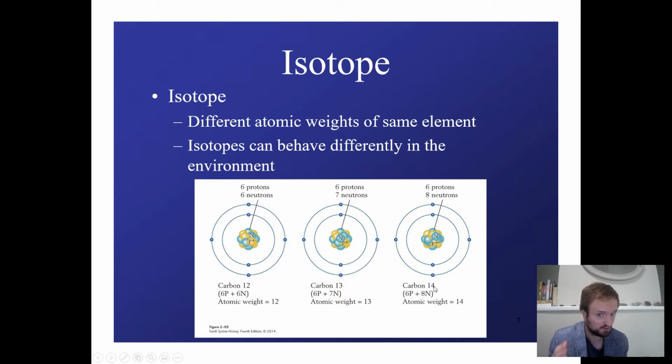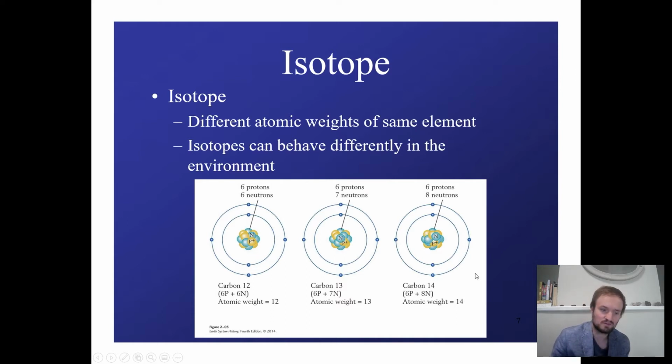Remember, protons are staying the same, and atomic weight is the combination of protons plus neutrons. So that means our number of neutrons has to change. Carbon 12 has 6 protons and 6 neutrons. Carbon 13 has 6 protons and 7 neutrons. Carbon 14 has 6 protons and 8 neutrons.